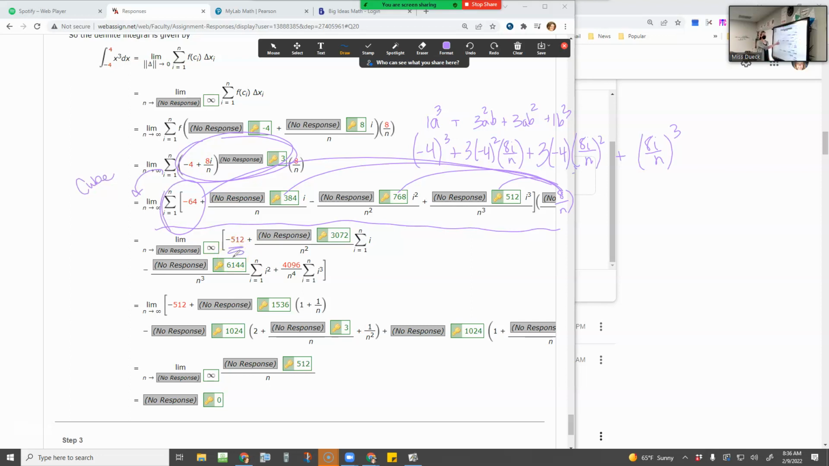Then with this next guy, the 8 times 768 gives you the 3072. With i squared over n squared, 8 times 384 gives you 3072 over n, the little i guy. We're about to plug in his formula. And you keep on going. 768 times 8 is going to be -6144, and then 512 times 8 is going to be 4096.